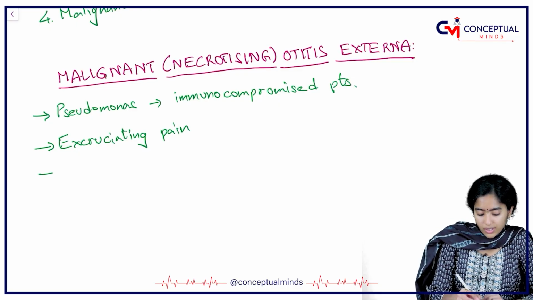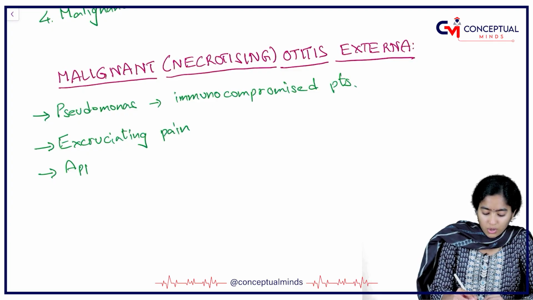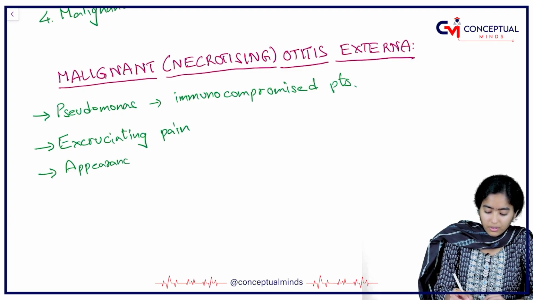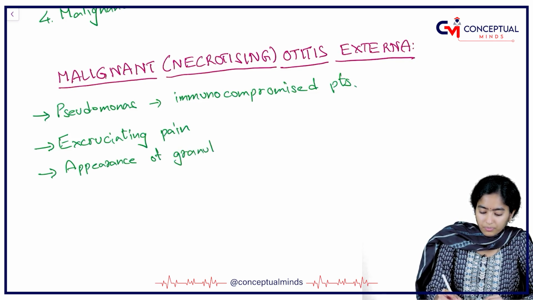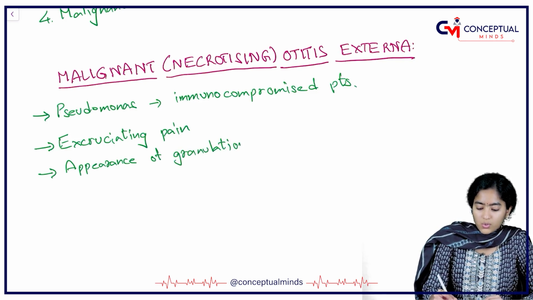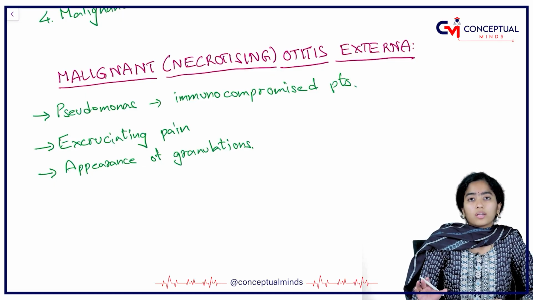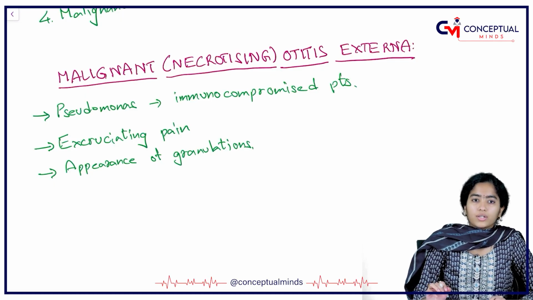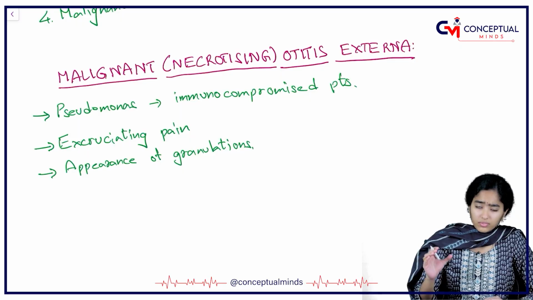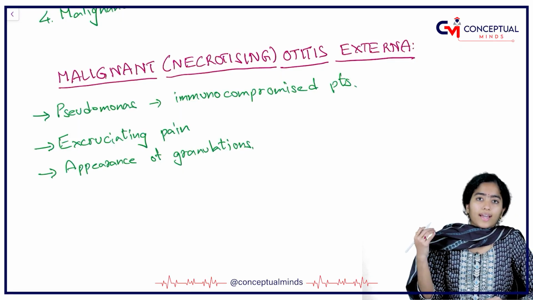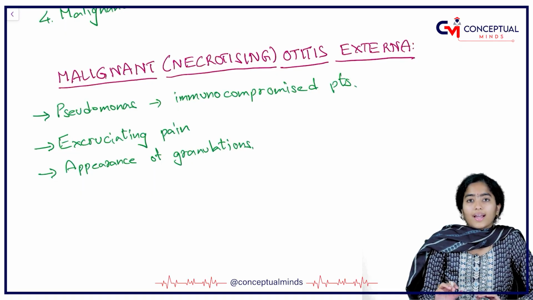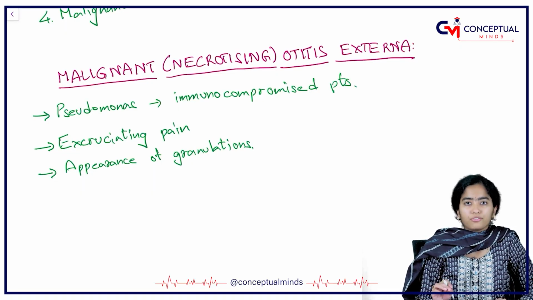And another feature that you see is appearance of granulations in the external auditory canal. So when you see granulations, it means that it could be malignant otitis externa. And this infection can spread to the base of the skull, it can go into the jugular foramen, and it causes multiple cranial nerve palsies.